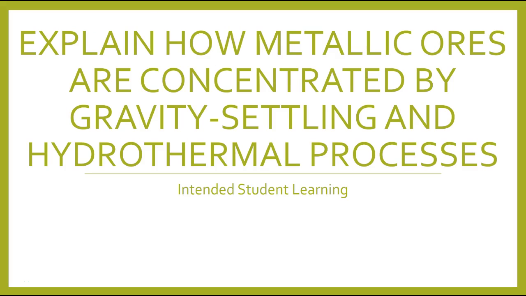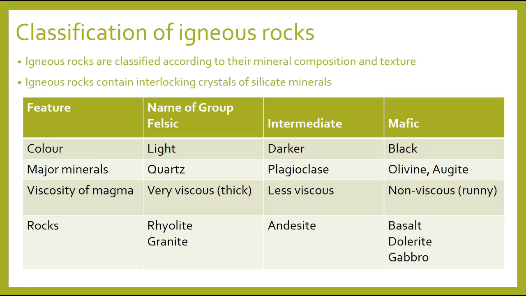So you should now be able to explain how metallic ores are concentrated by gravity settling and hydrothermal processes. So igneous rocks can be classified according to their mineral composition and their texture. So igneous rocks contain interlocking crystals of silicate minerals.